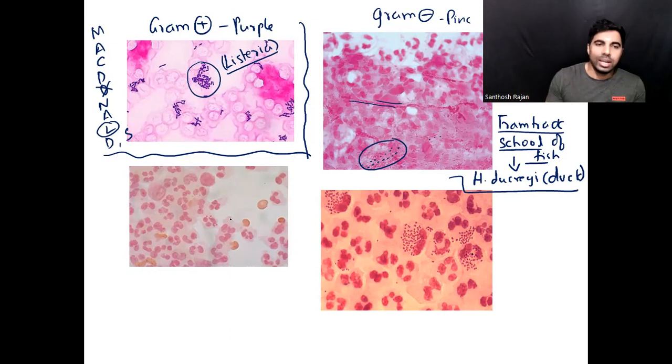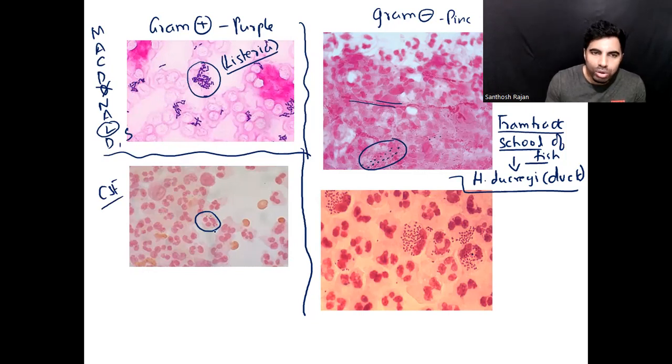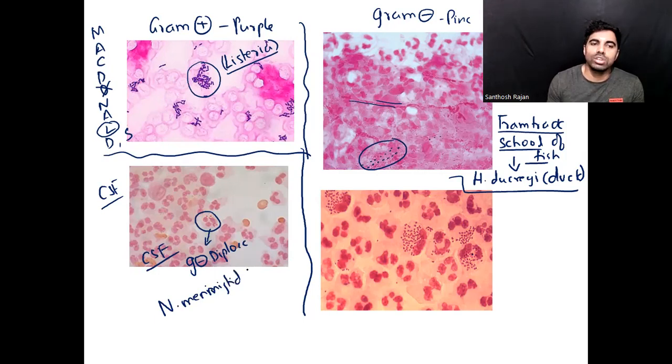Right. Now look at this one. Here it is a macrophage. We are talking about CSF, from a meningitis patient. Inside the cell you see diplococci, and it is pink color, so it is a Gram negative diplococcus. In the CSF fluid, what do you think? That is Neisseria meningitidis, or you also call this meningococcus. This was also asked in your previous FMG.